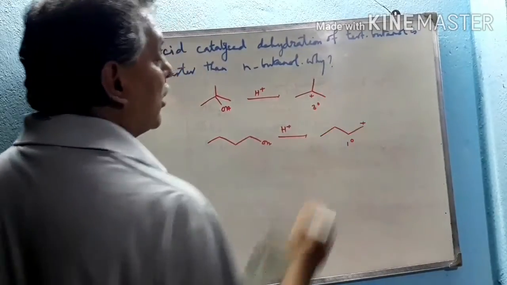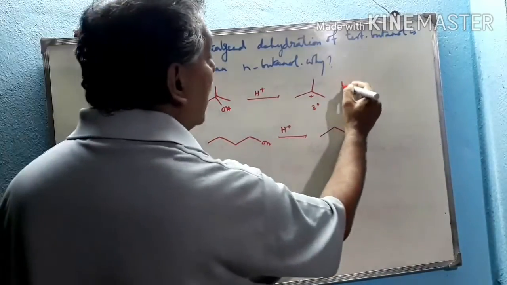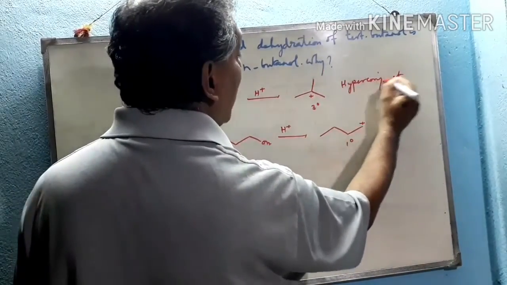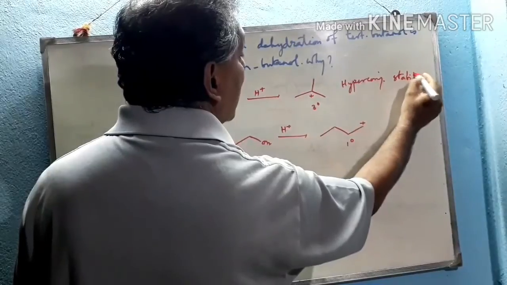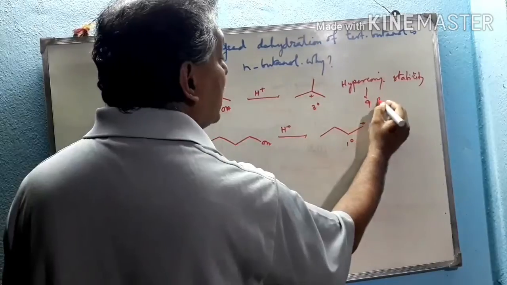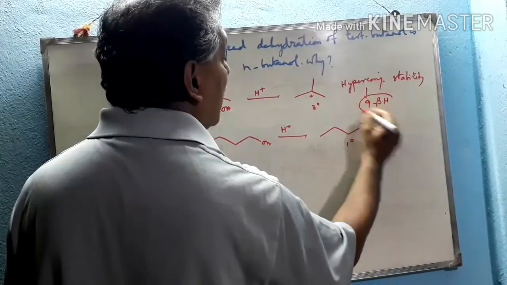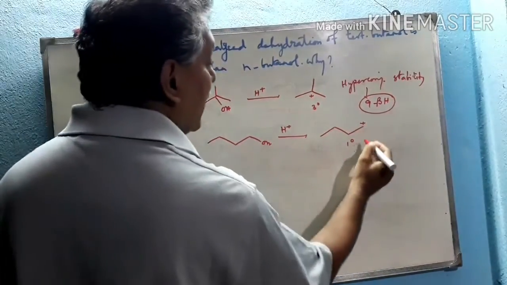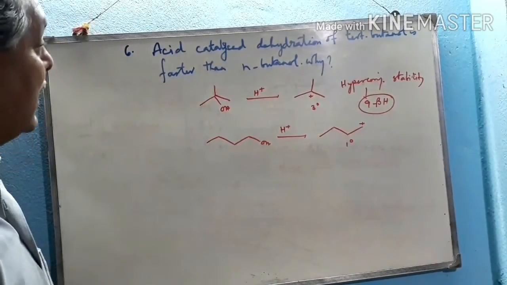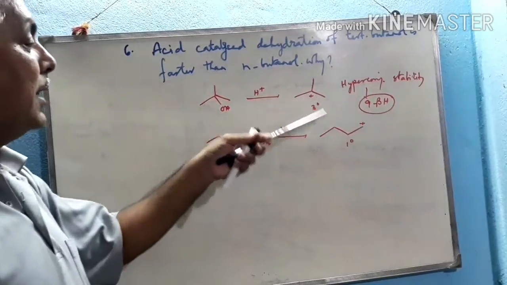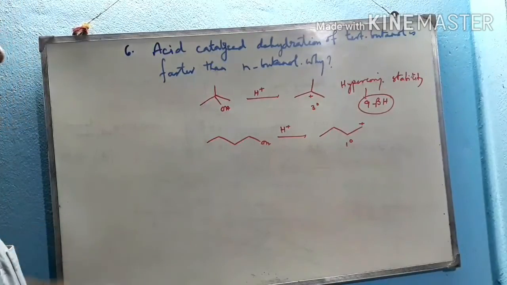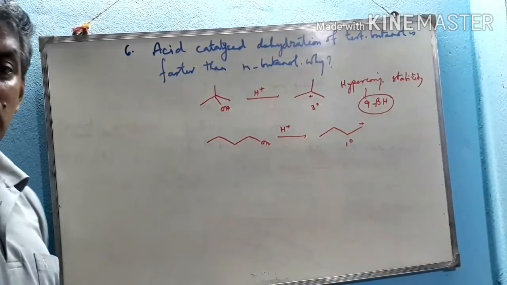We know that a 3 degree carbocation is more stable than a 1 degree one due to hyperconjugational stability, as it contains 9 beta hydrogen atoms, but here only 2 beta hydrogen atoms are present. So this carbocation is more stable than the 1 degree one, hence it readily dehydrates. That means the dehydration of tertiary butanol is faster than that of n-butanol.